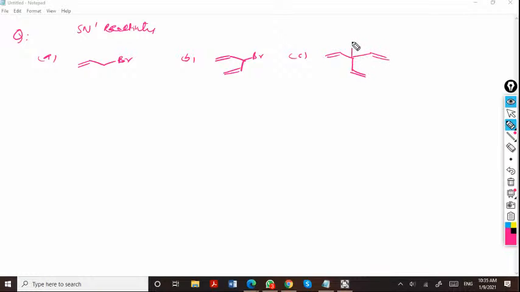So similar, next question. It is also based on the reactivity. SN1 reactivity. Option A, allyl bromide. Option B, diallyl bromide. Option C, triallyl bromide. Option D, vinyl bromide. So among these, what is the order of SN1 reactivity?